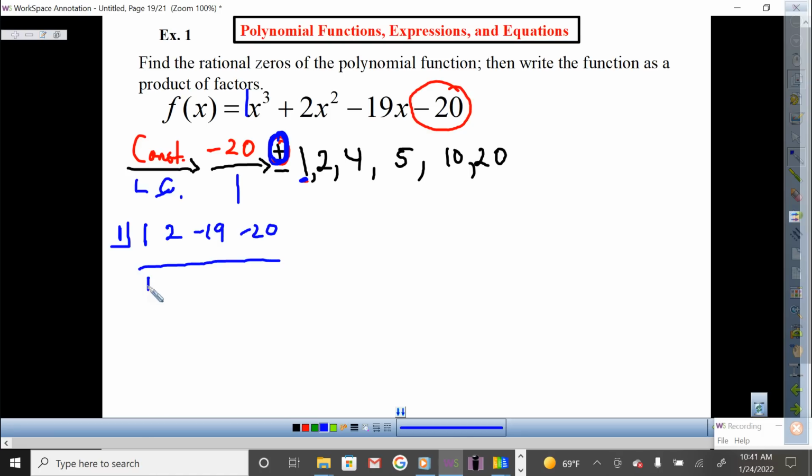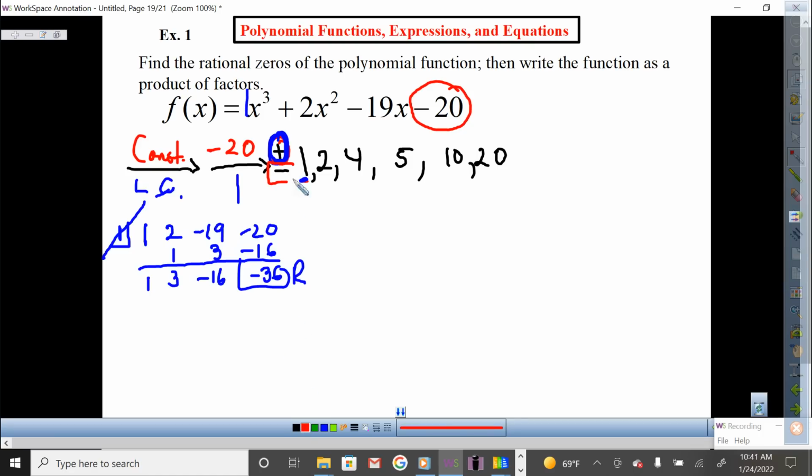Does everybody see what I'm doing? 1 times 1 is 1, combined that's 3. 1 times 3 is 3, combined negative 16. 1 times negative 16, that's negative 36. Check this out. Since I get a remainder that is not 0, that's why this one cannot be my 0. So what does the remainder have to be? 0. So if positive 1 didn't work, what do I do next, Mr. Q?